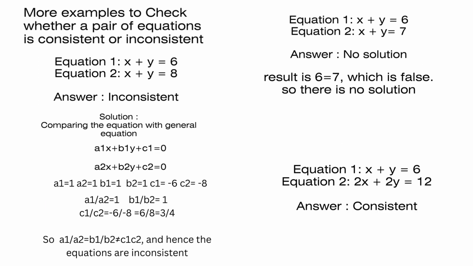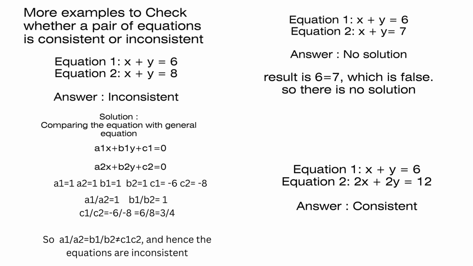More examples to check whether a pair of equations is consistent or inconsistent. Equation 1, x plus y equals 6. Equation 2, x plus y equals 8. Here a1 equals 1, a2 equals 1, b1 equals 1, b2 equals 1, c1 equals minus 6, c2 equals minus 8. a1 by a2 equals 1, b1 by b2 equals 1, c1 by c2 equals minus 6 by minus 8 equals 6 by 8 equals 3 by 4. So a1 by a2 equals b1 by b2, but not equal to c1 by c2, and hence the equations are inconsistent.